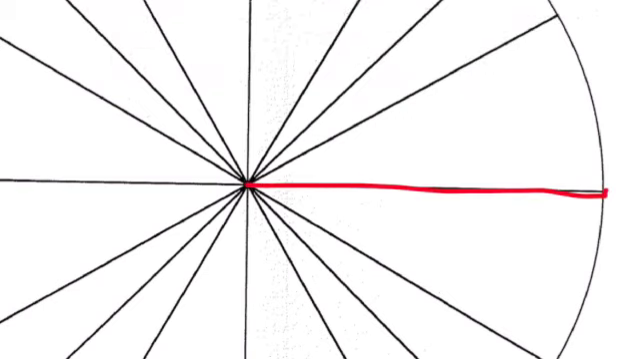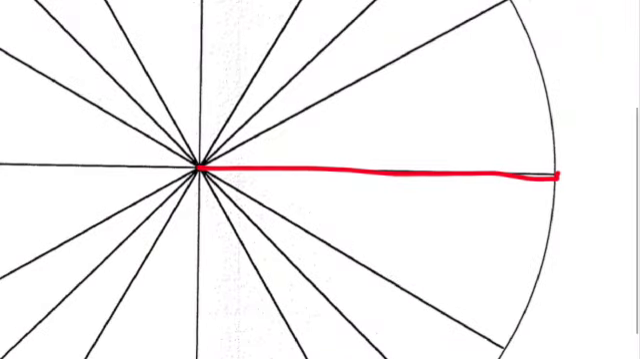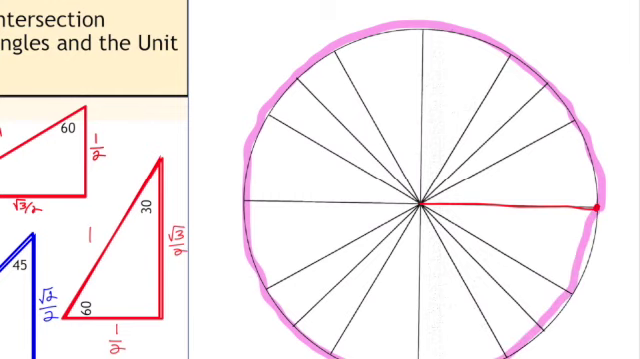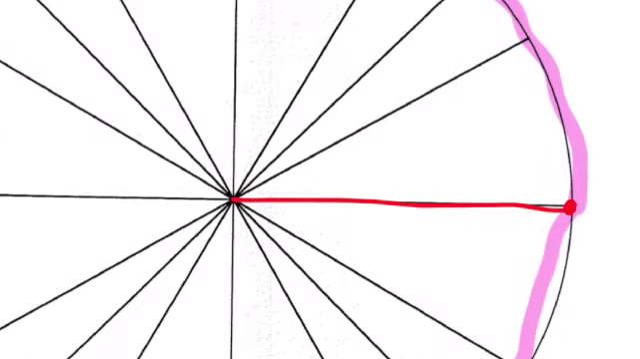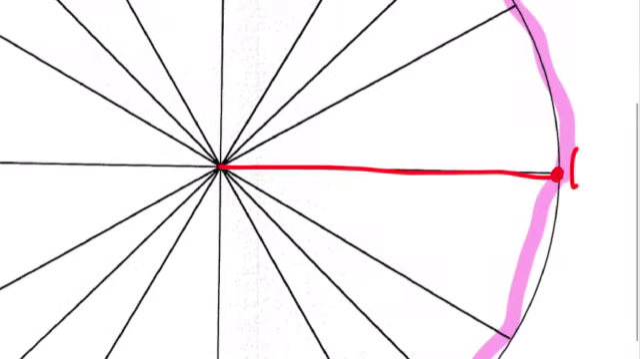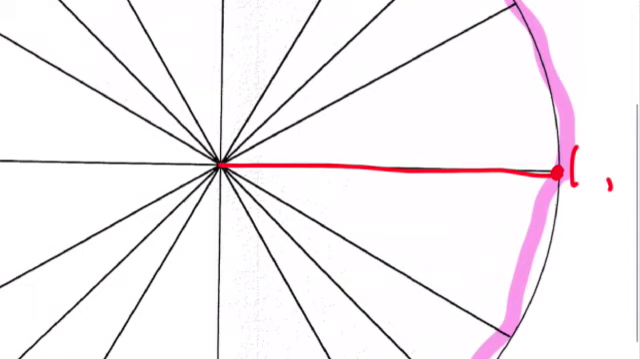I want to know what is the point where the unit circle, which is this piece in purple all around, and my angle intersect. This is a point right here. So we need to know the measurement of this line here. Well, we know that the radius of the unit circle is 1.